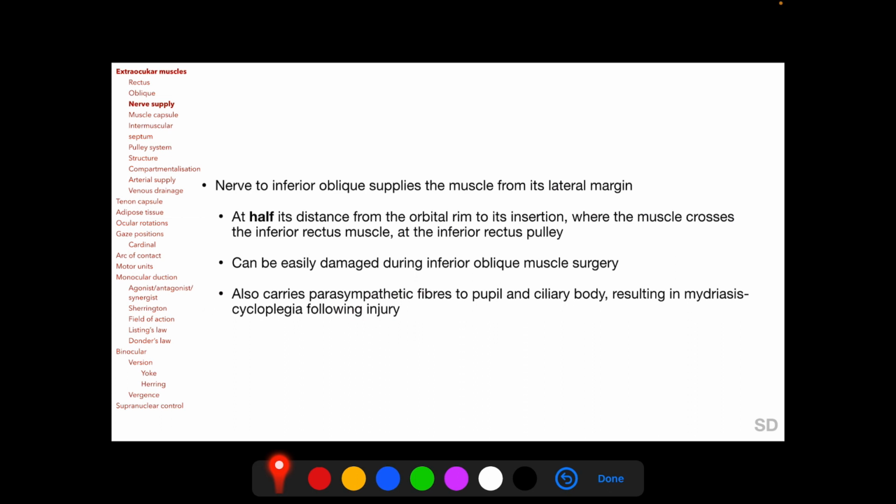The nerve to the inferior oblique also carries parasympathetic fibres to the pupil and the ciliary body, so injury to the nerve during surgery or otherwise may result in mydriasis and cycloplegia.